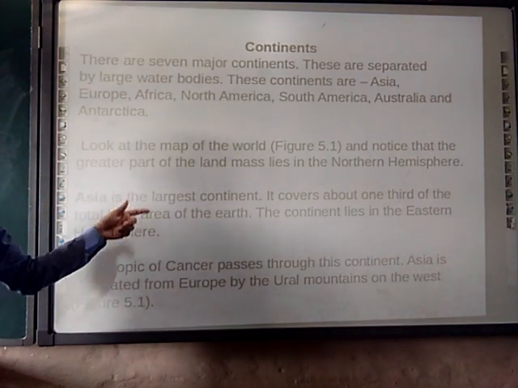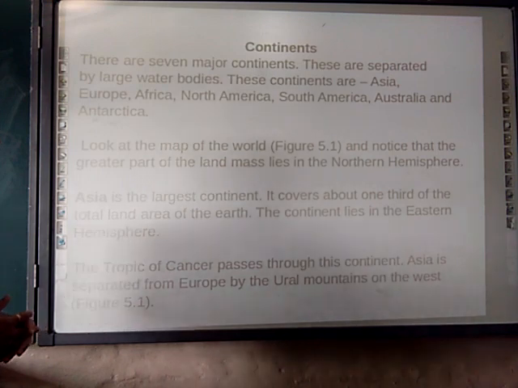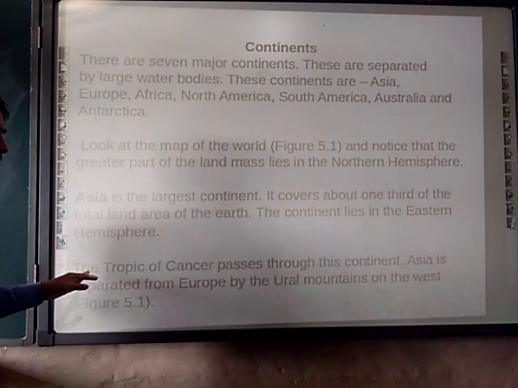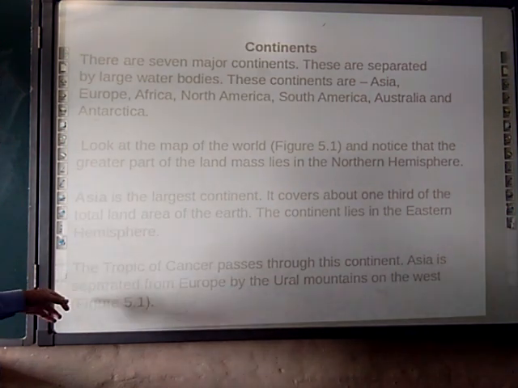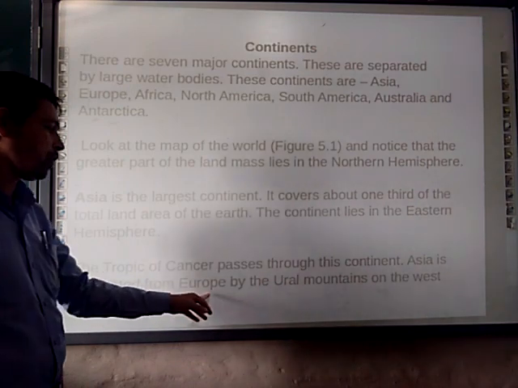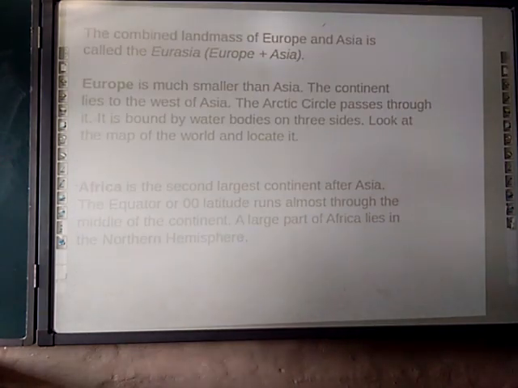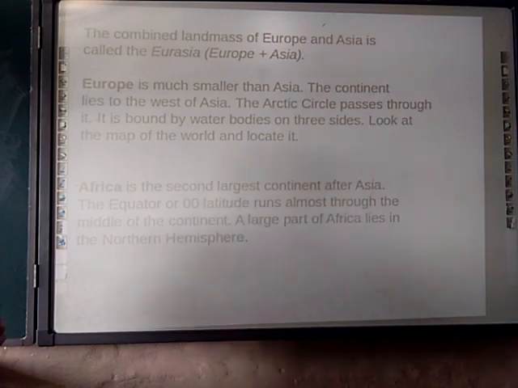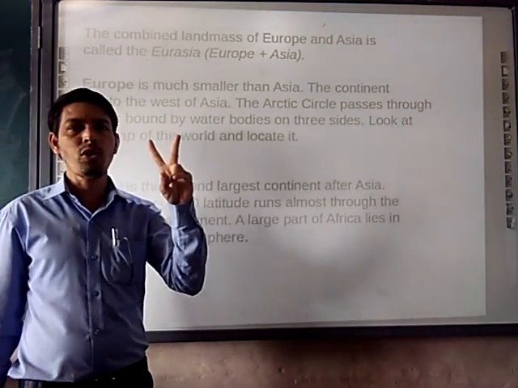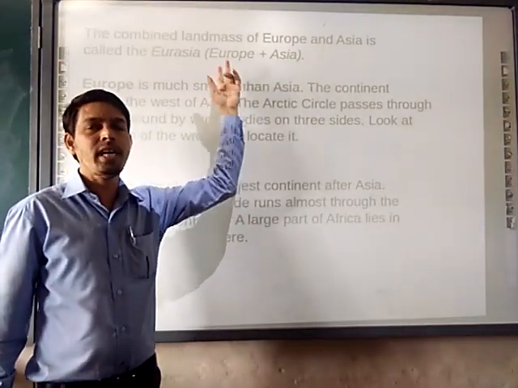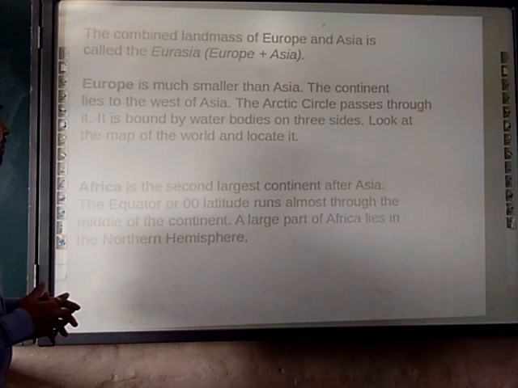First, Asia. Asia is the largest continent. It covers 1/3 of the total land area of the earth. The continent lies in the eastern hemisphere. The Tropic of Cancer passes through this continent, and Asia is separated from Europe by the Ural mountains on the west. The combined landmass of Europe and Asia is called Eurasia, because the two continents are connected at one point. Europe plus Asia is called Eurasia.